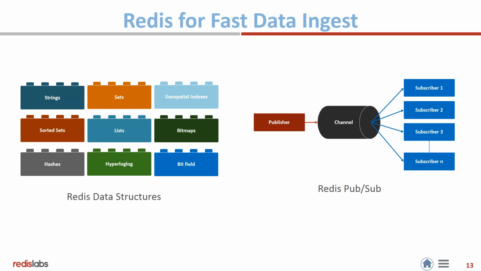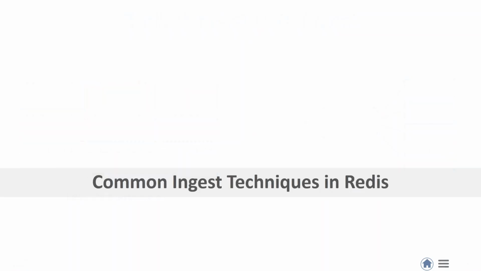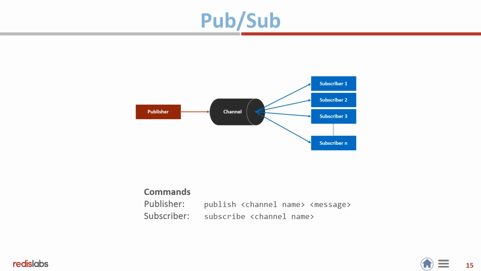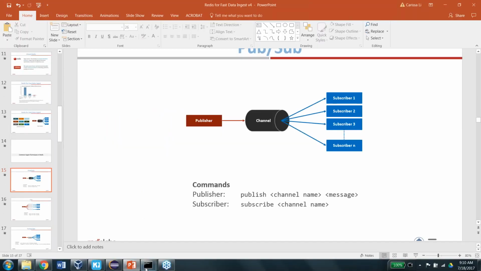And also, Redis has pub/sub capability. It is a message broker, as many of you may know. So you can publish messages to a channel, and you can have many subscribers that subscribe to that channel, and they all receive messages from that channel. Okay, now common fast data ingest techniques. First of all, pub/sub. This is the most popular among Redis users, and Redis users just love pub/sub because of its simplicity. For those who are new to pub/sub, I'll show a quick demo of how to use it.